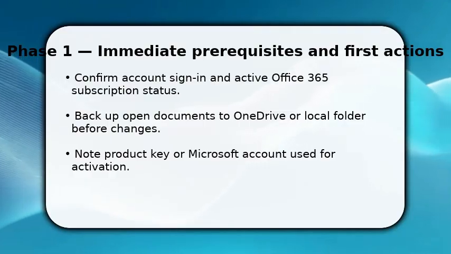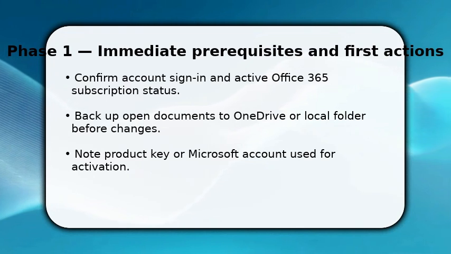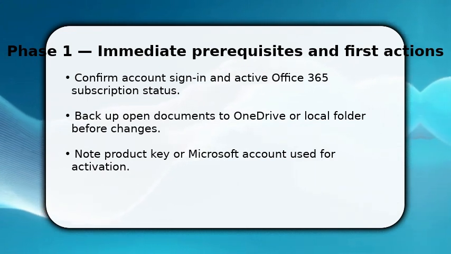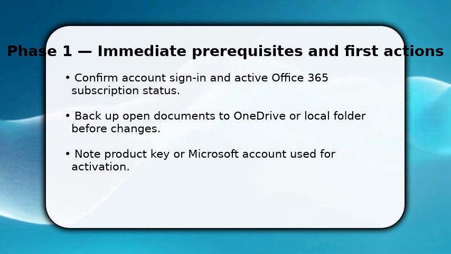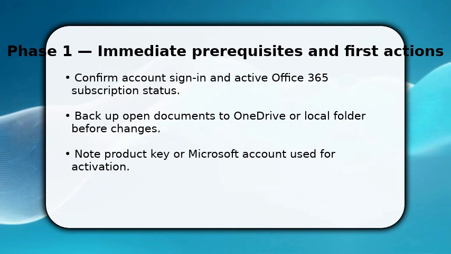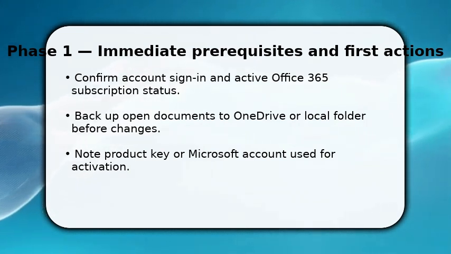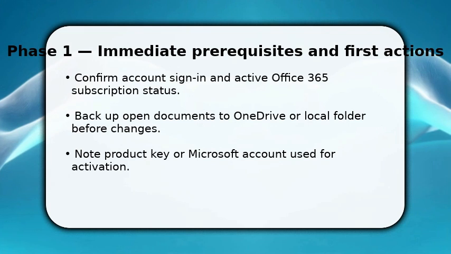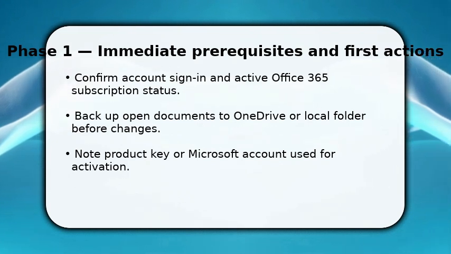You begin by confirming which account and license Word expects, because an expired message often means a sign-in mismatch. Check your Office 365 subscription status and recent billing first. While logged in, back up any open documents to OneDrive or a local folder so you don't lose work. Once done, record the product key or Microsoft account tied to this installation. That information speeds reactivation and avoids repeated authentication loops.